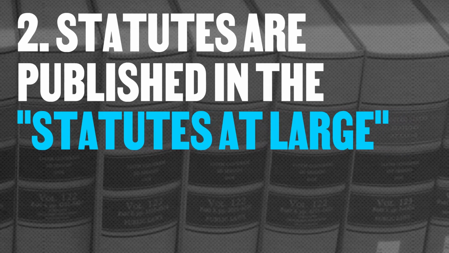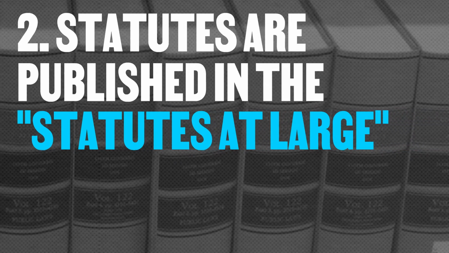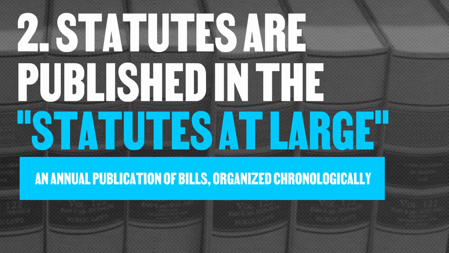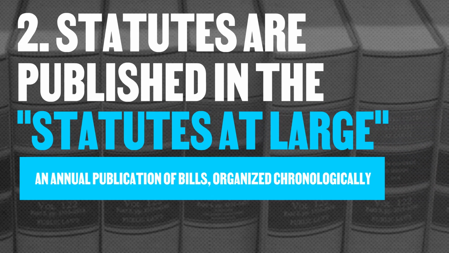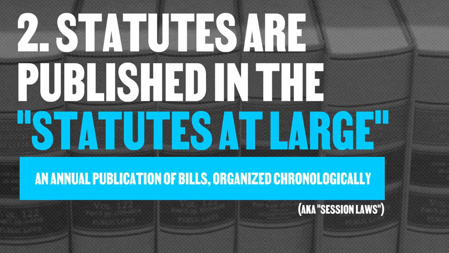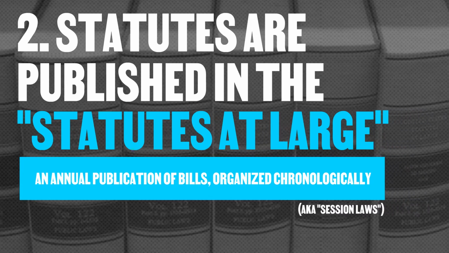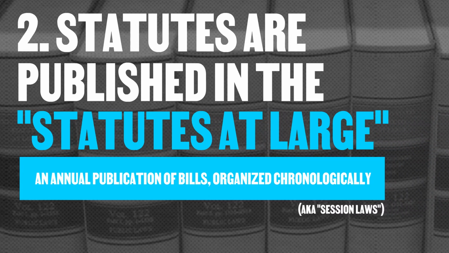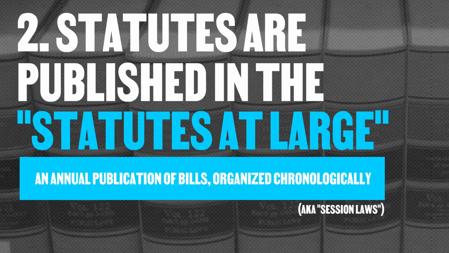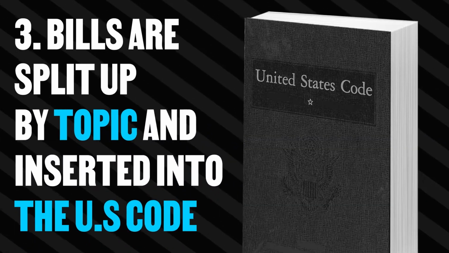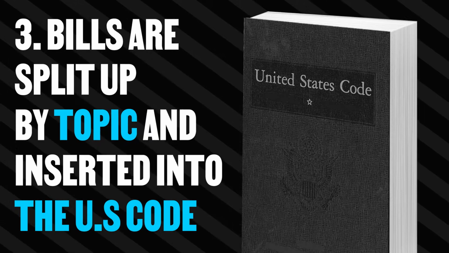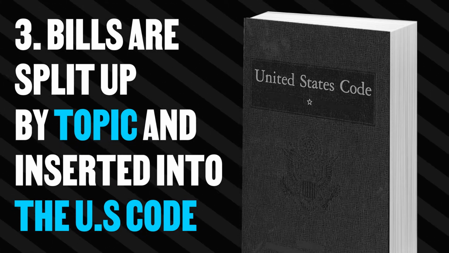Second, at the end of a legislative session, all the bills enacted by Congress are organized chronologically in a compilation called the Statutes at Large. These are also called session laws, which are chronologically organized compilations of all the bills passed by a legislator during a legislative session. Third, these bills are split up into individual sections and inserted into the US Code based on their subject matter.